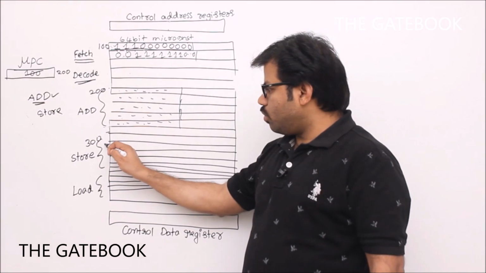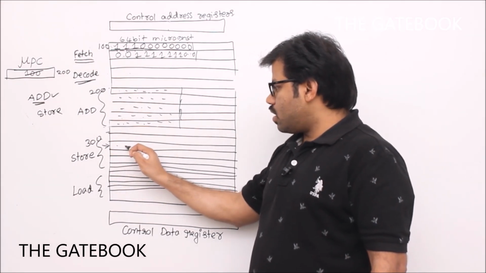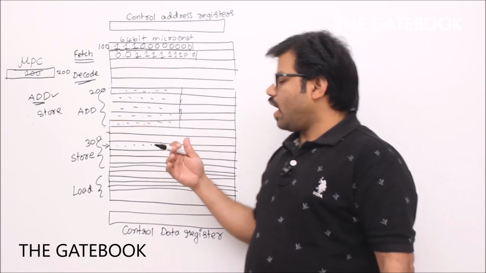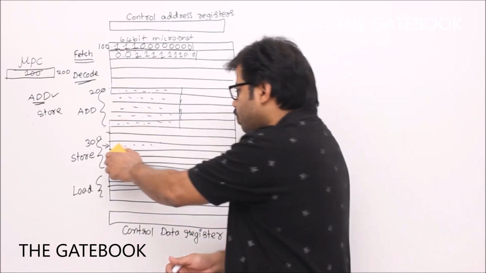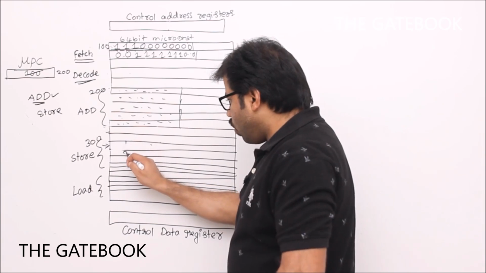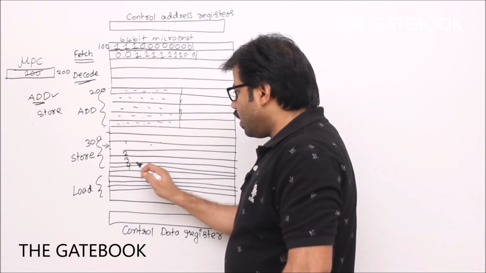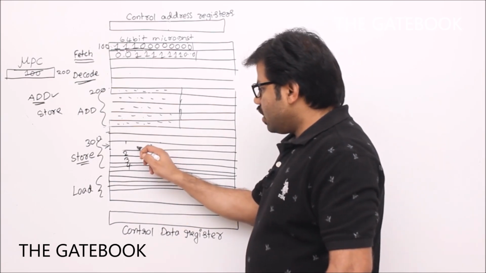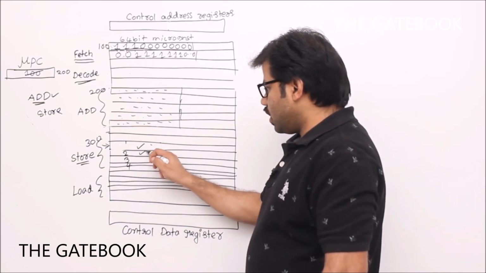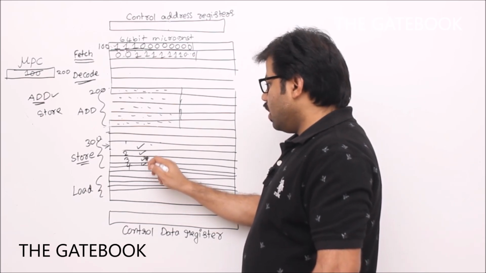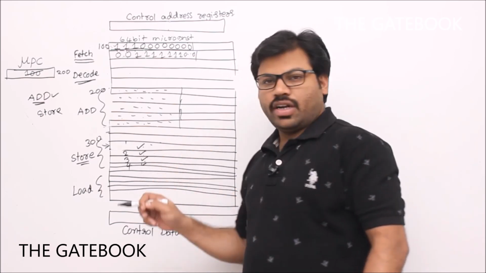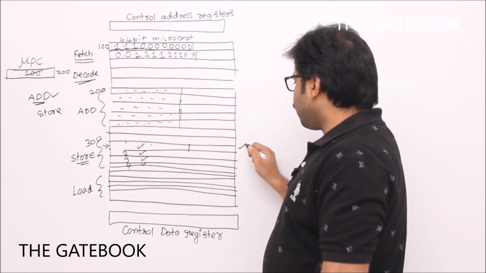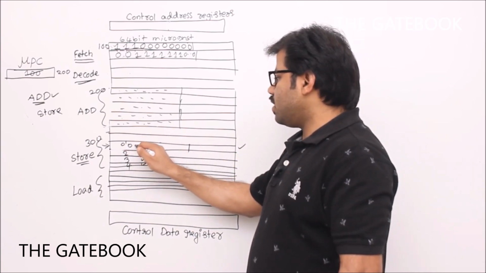Automatically control should come to the first micro instruction related to the store part. So that is the way it should happen, right? Assume that, let's say, these 4 micro instructions are related to the store instruction. Whenever these micro instructions are executed, executing them is nothing but taking that micro instruction and generating the appropriate signals.